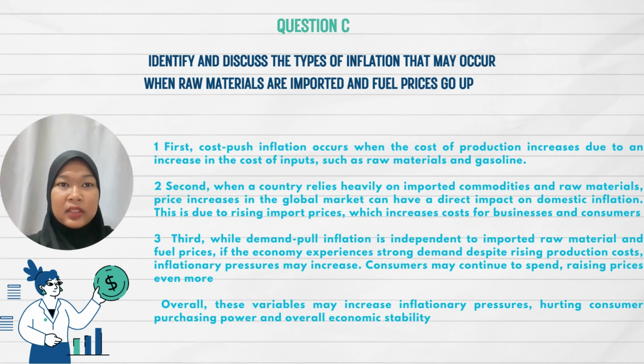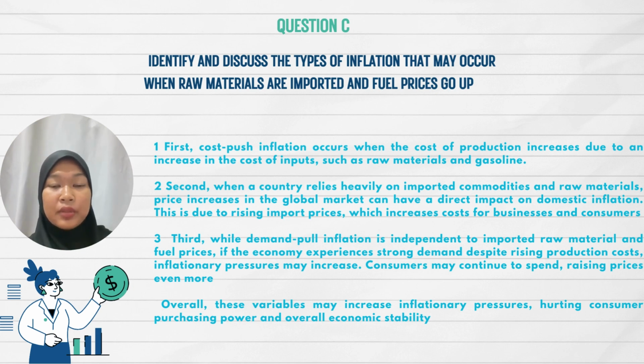And for the last one, while demand-pull inflation is independent of imported raw material and food prices, if the economy experiences strong demand despite rising production costs, inflationary pressure may increase. So consumers may continue to spend, raising prices even more. Overall, these variables may increase inflationary pressure, hurting consumer purchasing power and overall economic stability.